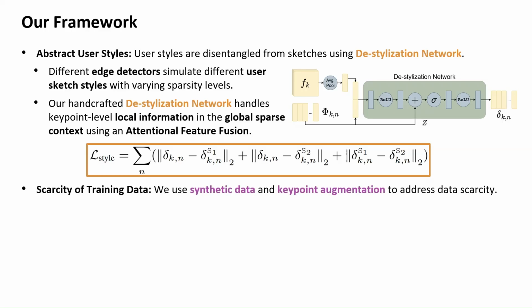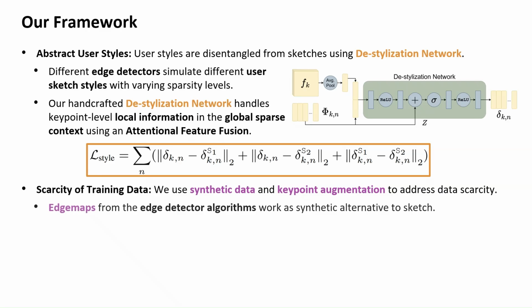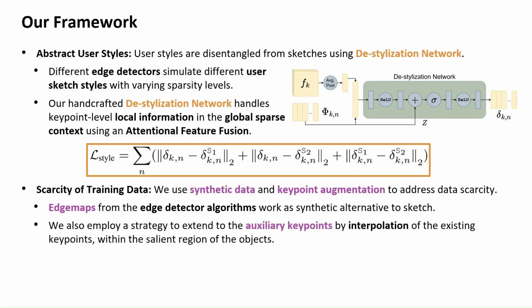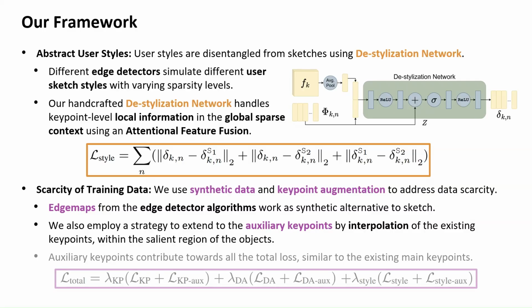To handle the scarcity of the training data, we use synthetic data and augmentation techniques. We have already used edge maps as synthetic alternative to sketch. Alongside, we also extend the existing keypoints to several auxiliary keypoints by interpolation. The new auxiliary keypoints are considered on the line connecting two main existing keypoints if they exist within the object region. The auxiliary keypoints contribute towards all losses and objectives.